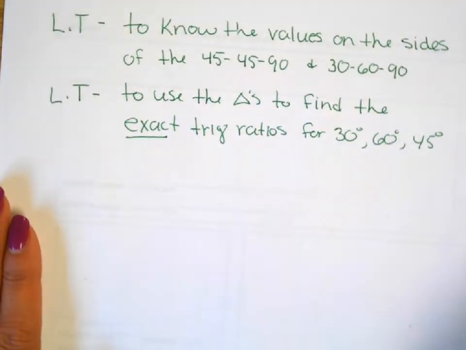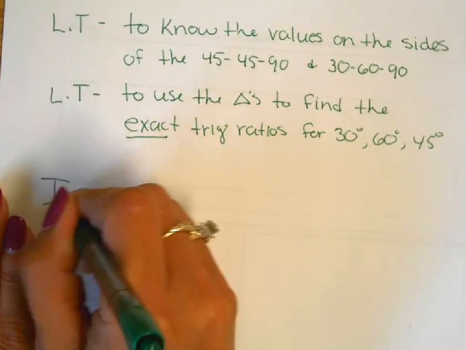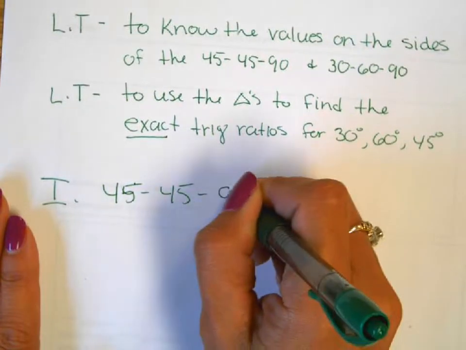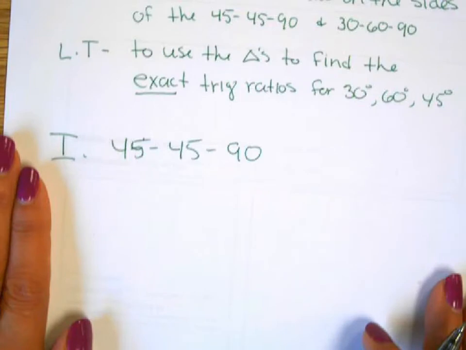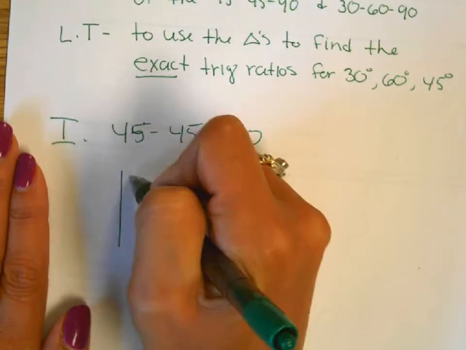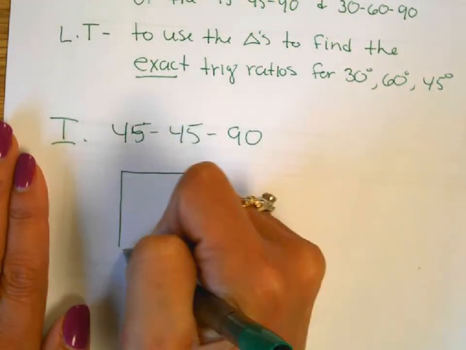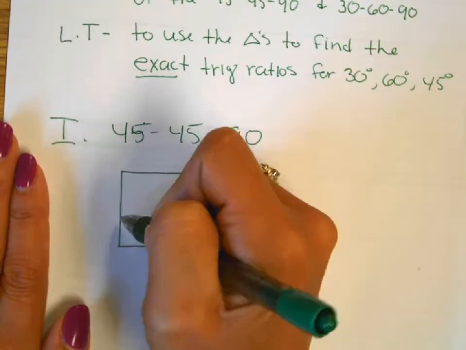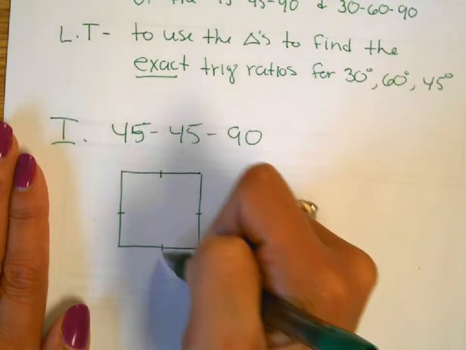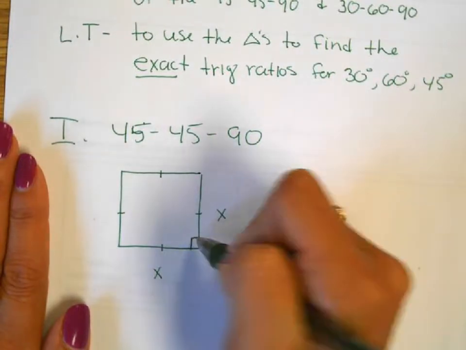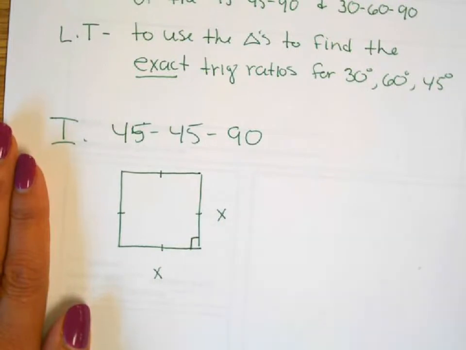It's coming. Trust me. All right, so let's review that very first special right triangle, the 45, 45, 90. Do you remember what shape we started with to create the 45, 45, 90? It was a square that we started with. Okay, what do we know about the sides on a square? They are equal. All these sides are the same. And they're 90 degree angles in the corner. When we draw in the diagonal, we create that very special right triangle.